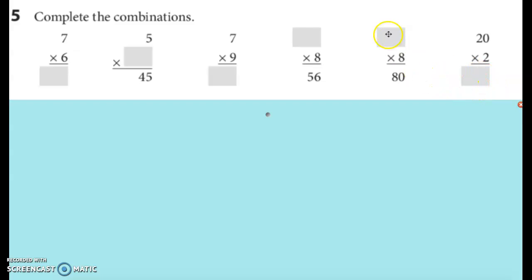For all of the blanks on number 5, please do your best to complete the combinations, and feel free to use your Number Pieces app if needed. Pause the video to complete problem 5.